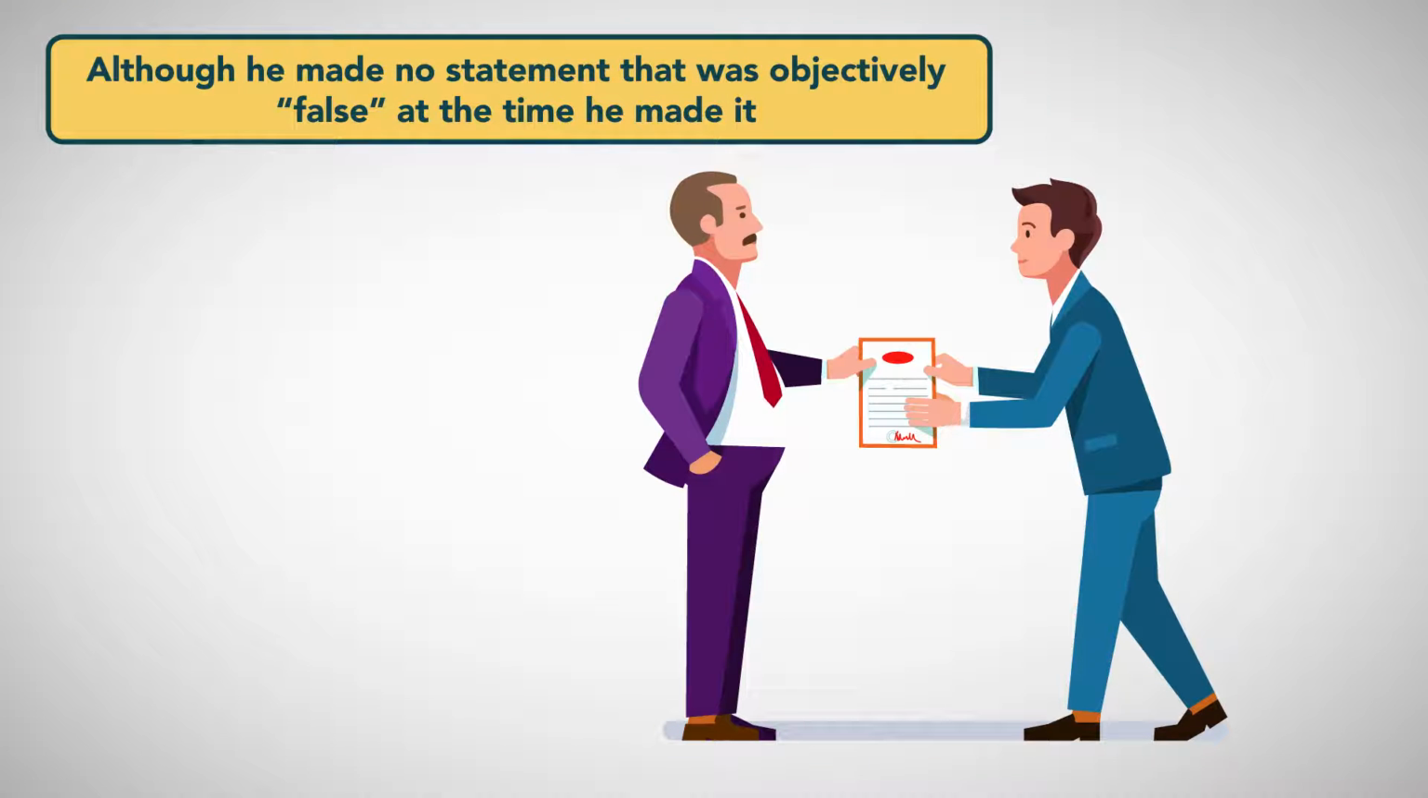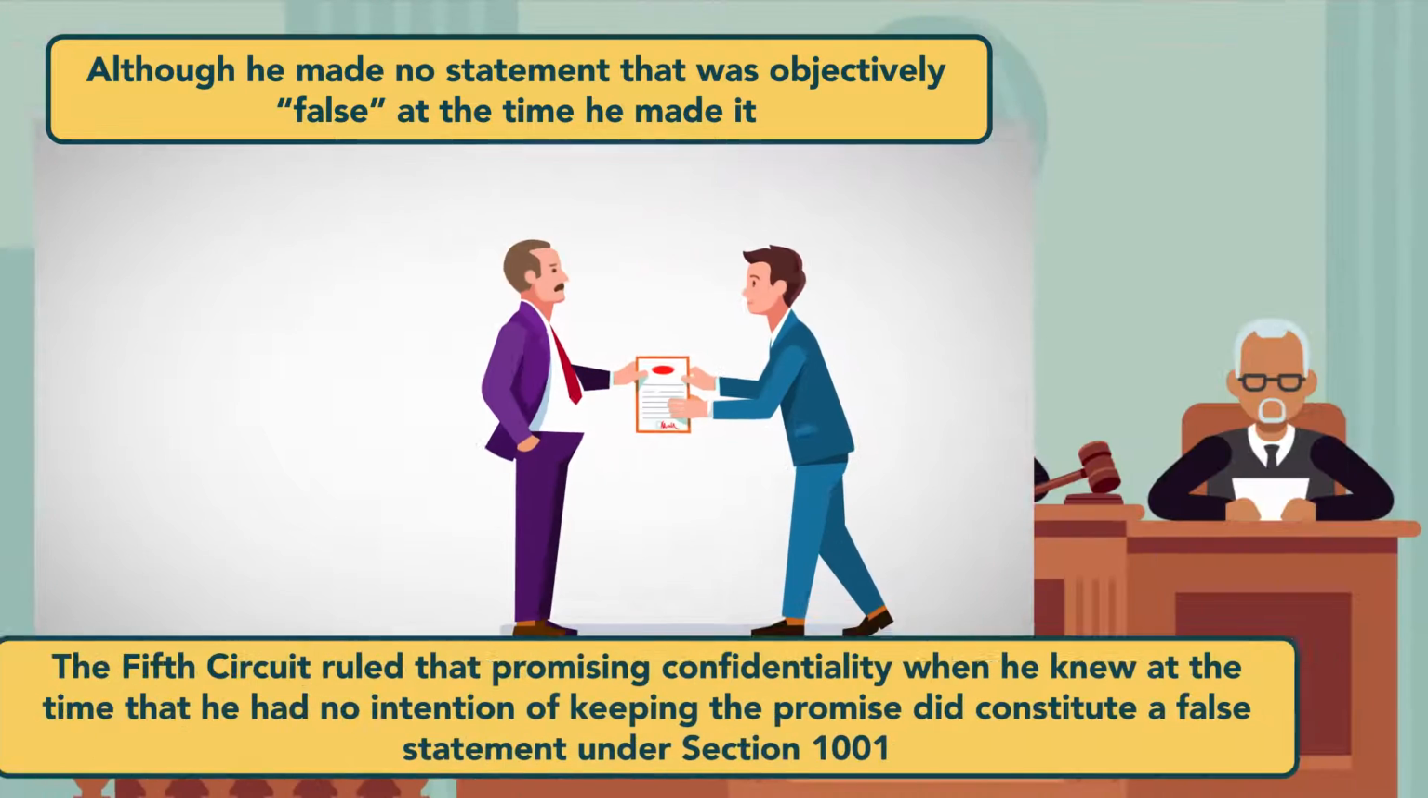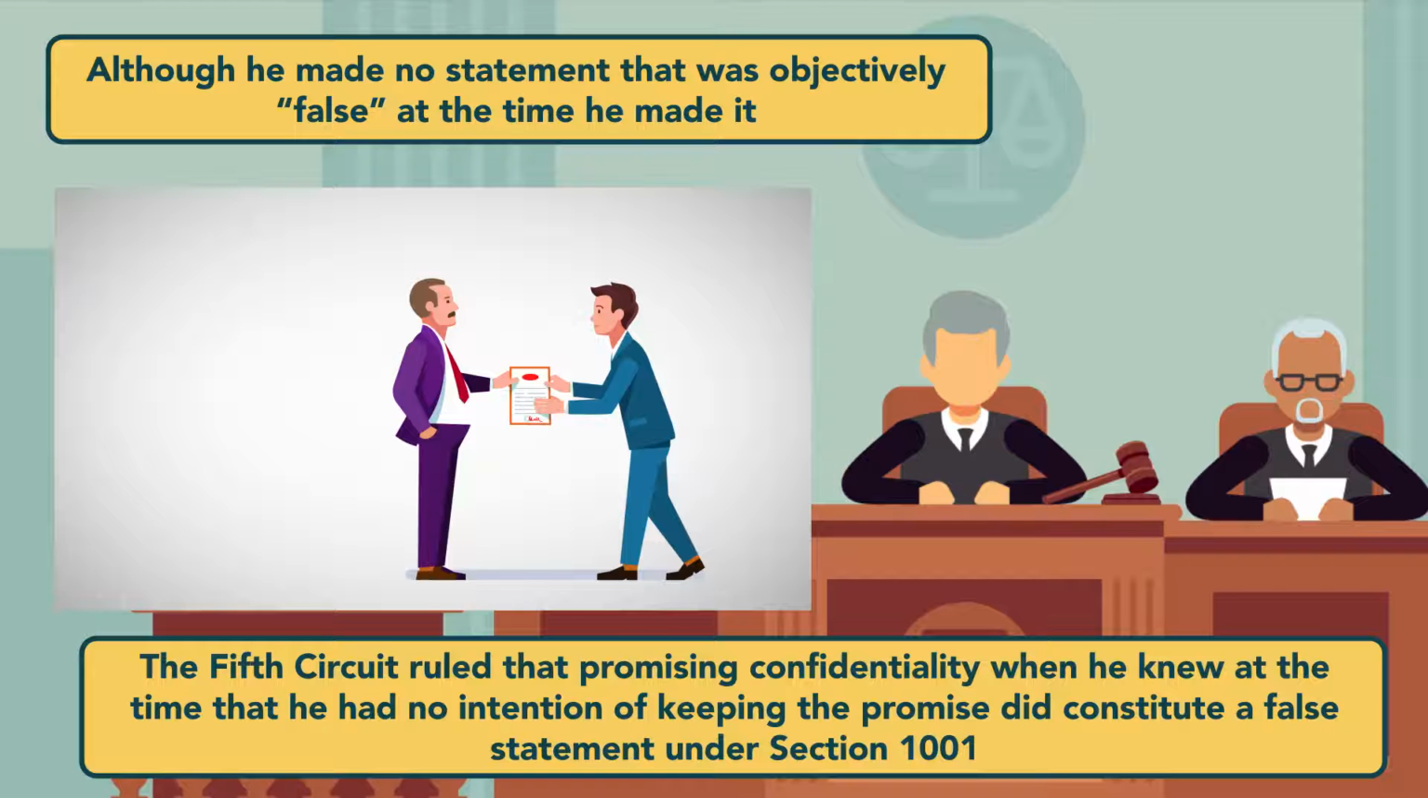Although he made no statement that was objectively false at the time he made it, the Fifth Circuit ruled that promising confidentiality, when he knew at the time that he had no intention of keeping the promise, did constitute a false statement under Section 1001. As such, his conviction was upheld.